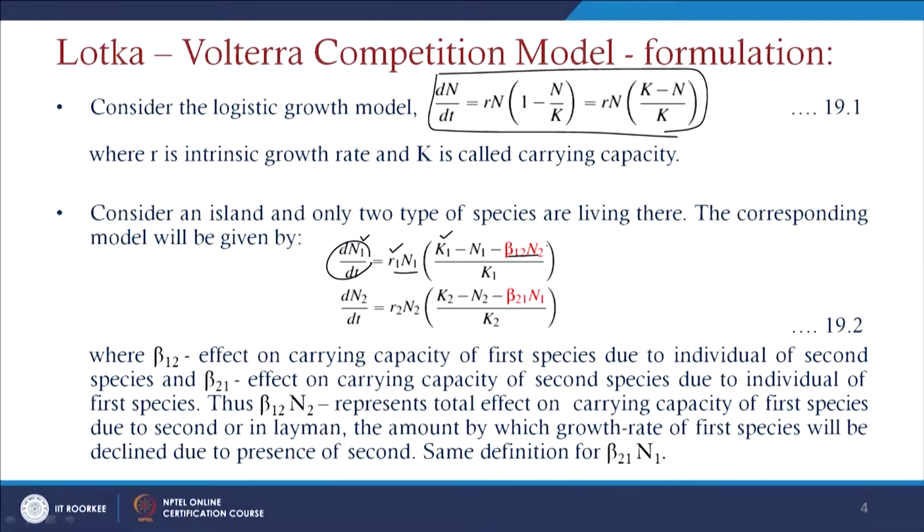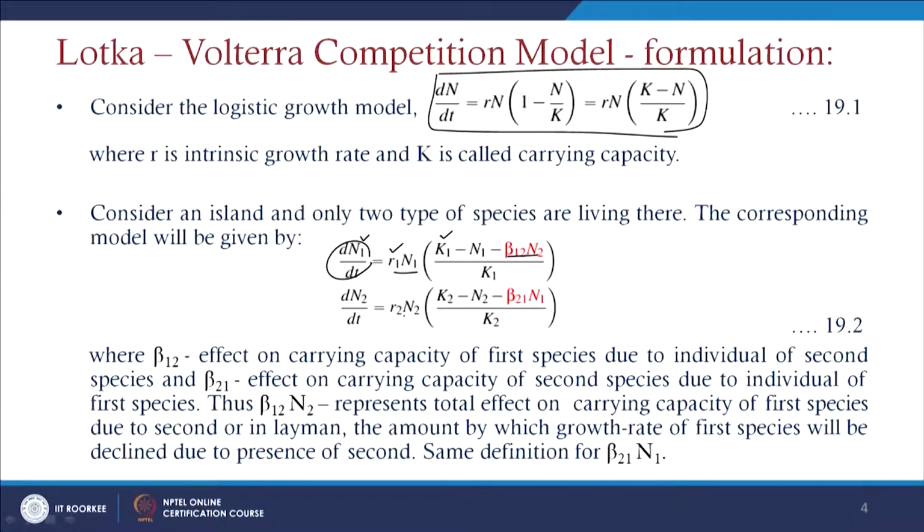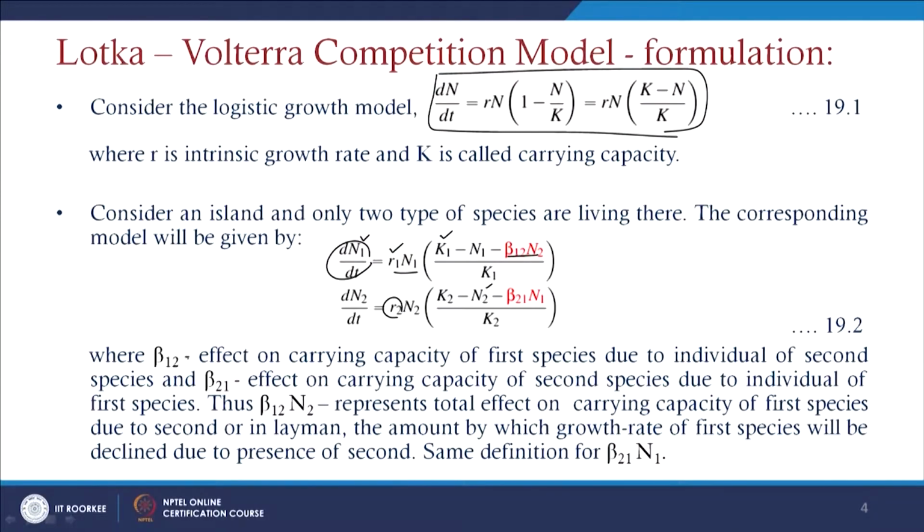Similarly, if a second species is present over there, the rate of change of that population can be written with R2 as the intrinsic growth rate and N2 as the total population level, which can be affected by the presence of the first species in that population level. So, we have explained it in a clear form here. Beta 12 we have written here affects the carrying capacity of the first species due to individuals of the second species present there, and beta 21 affects the carrying capacity of the second species due to the presence of the first species there.